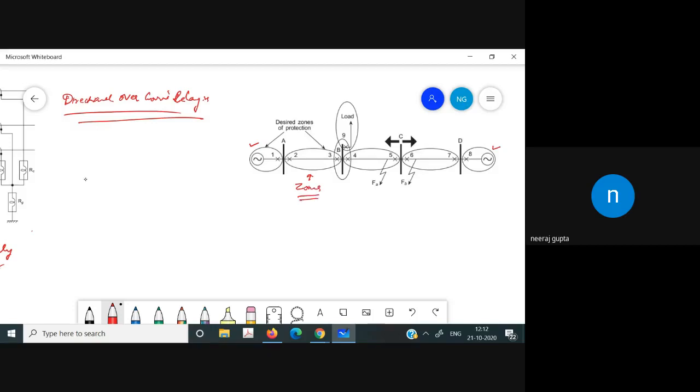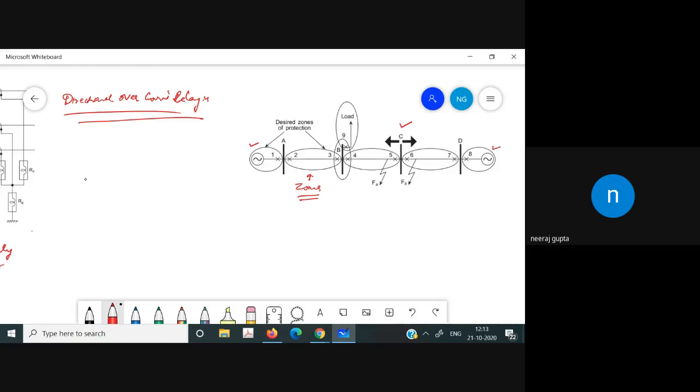So it means that the relay will trip during these desired zones. Let us suppose that we have the overcurrent relay, since we are discussing the overcurrent relay. We have the overcurrent relay at our disposal, and from this diagram we have to verify whether it is possible to implement the desired zones using these overcurrent relays. Let us first take an example at the bus C.